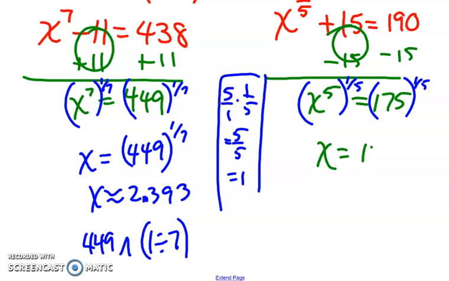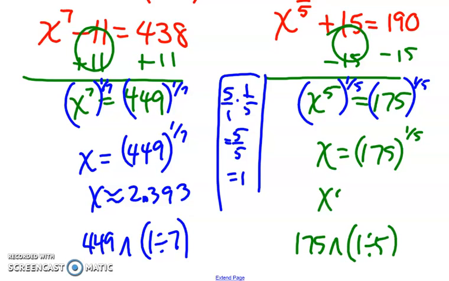So x is equal to 175 to the 1/5 power. So again, 175, your exponent key, 1 divided by 5. So we get an approximate answer of 2.809.